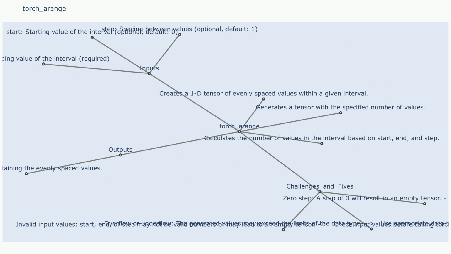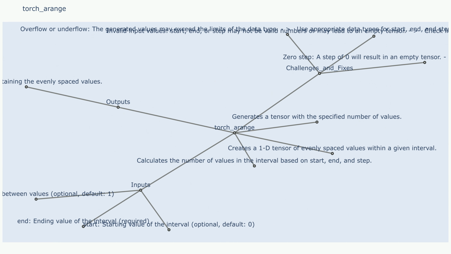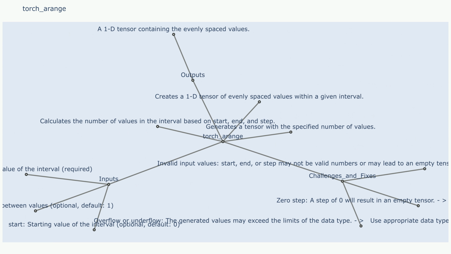Challenge 2: end is greater than start when the step is negative. Sample use case that resulted in challenge 2: torch.arange(2, 5, -1). Fixes to challenge 2: ensure end is less than start when the step is negative. Adjust the inputs to ensure start > end for a negative step.